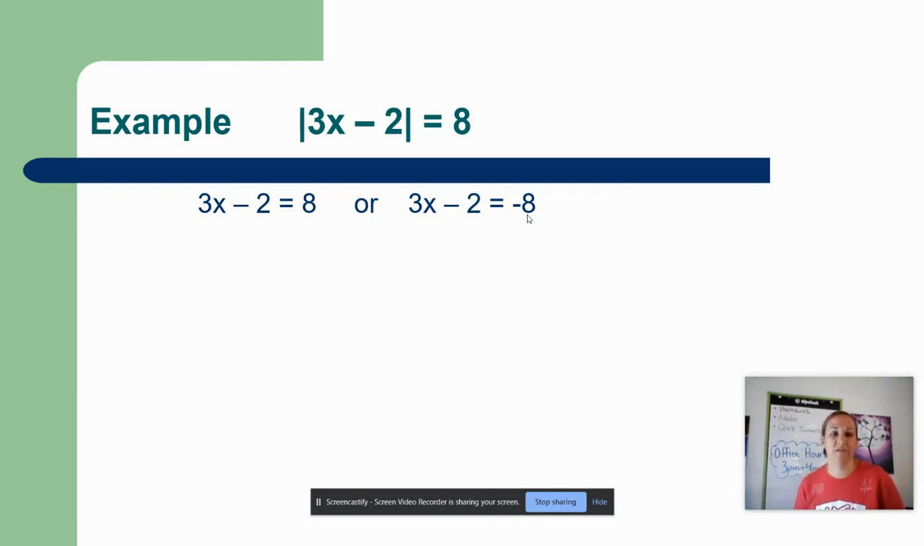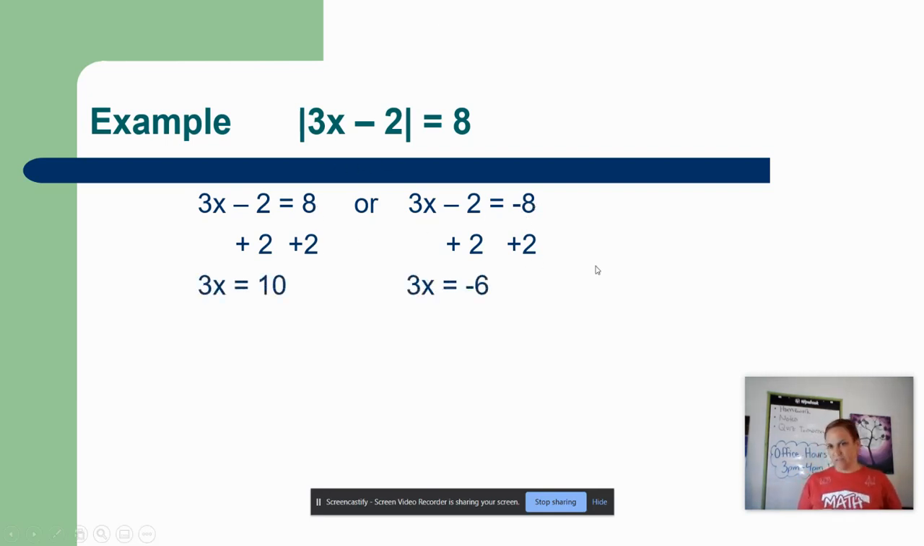Next, I'll solve each of these equations individually, and I should get 2 completely different answers. I'm not going to get the same positive and negative version. It should be two completely different numbers. Now the process is the same for each of them. I'm going to add 2 on both sides. 8 plus 2 is 10, and negative 8 plus 2 is negative 6. So even right here, we're getting different numbers.